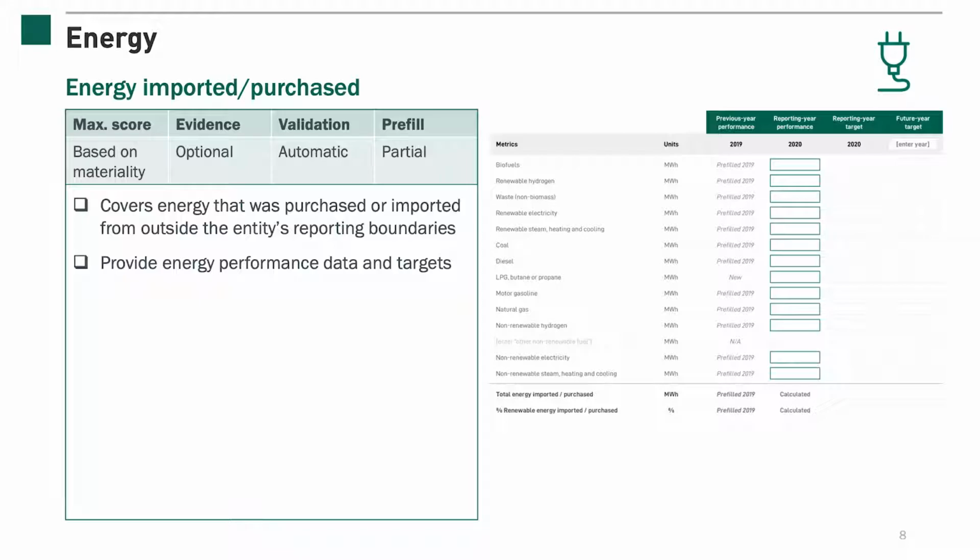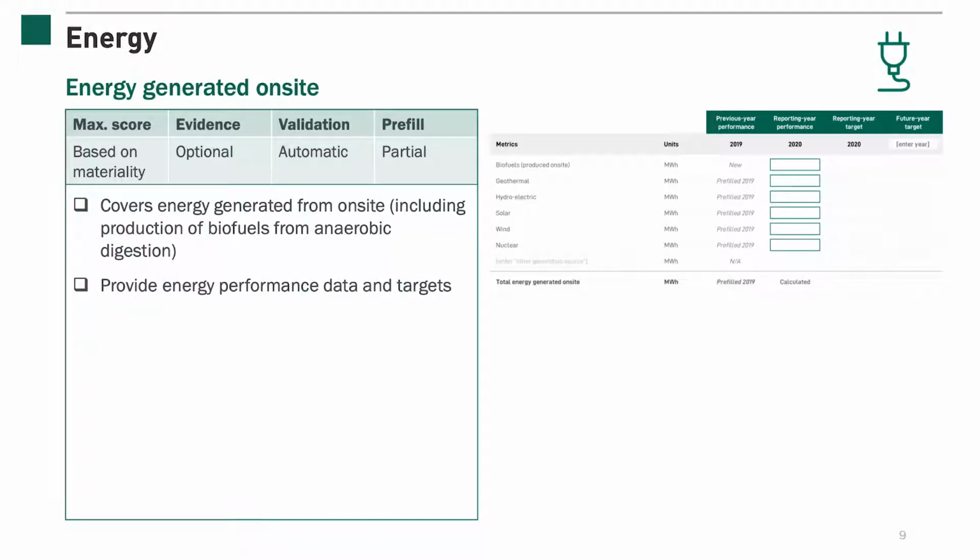Only include a fuel as other if it is not already listed in the table. For example, wood pallets should be reported under biofuels. The percentage renewable energy imported is calculated by dividing the total renewable energy imported or purchased by the total imported or purchased energy.